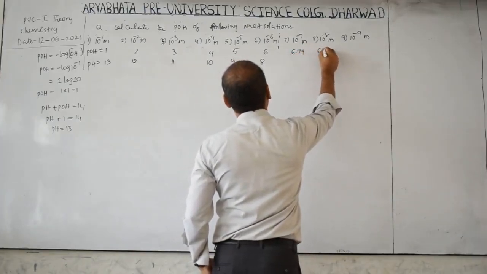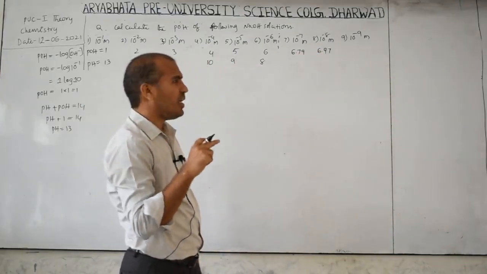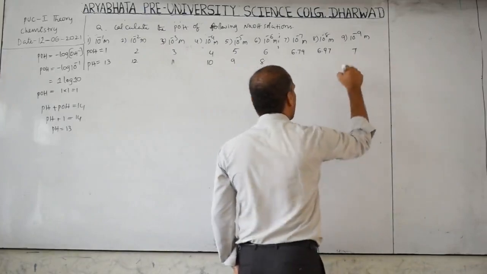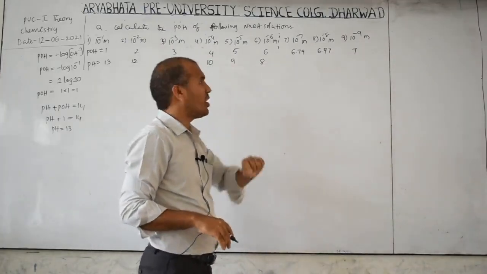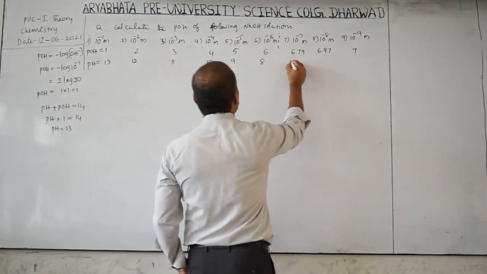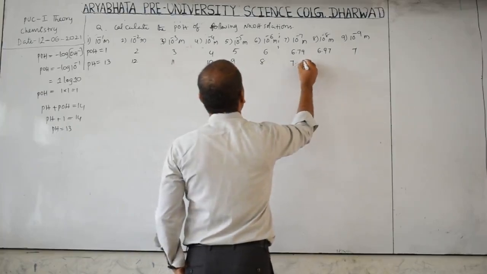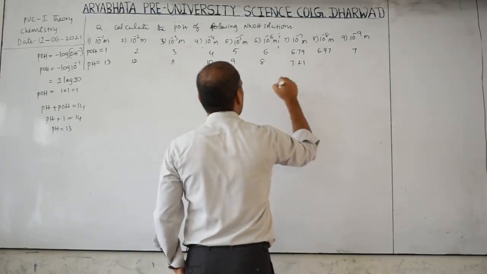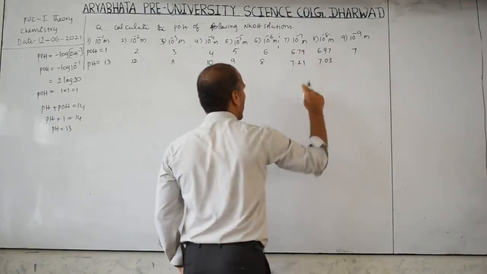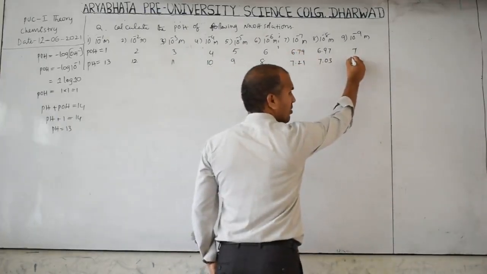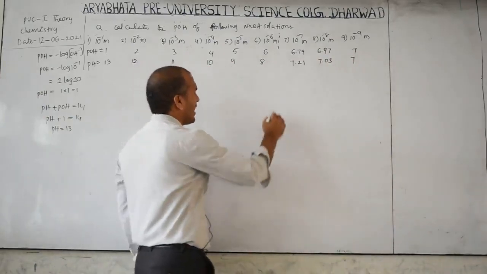6.79 here, 6.97. This is which one? POH. There pH. And here I given how much? 7. So this value you have to subtract from 14. Then how much you will get here? 7.03, like this you will get. Then 14 minus 7, 7 only you will get as the answer. So this is a rank shortcut.